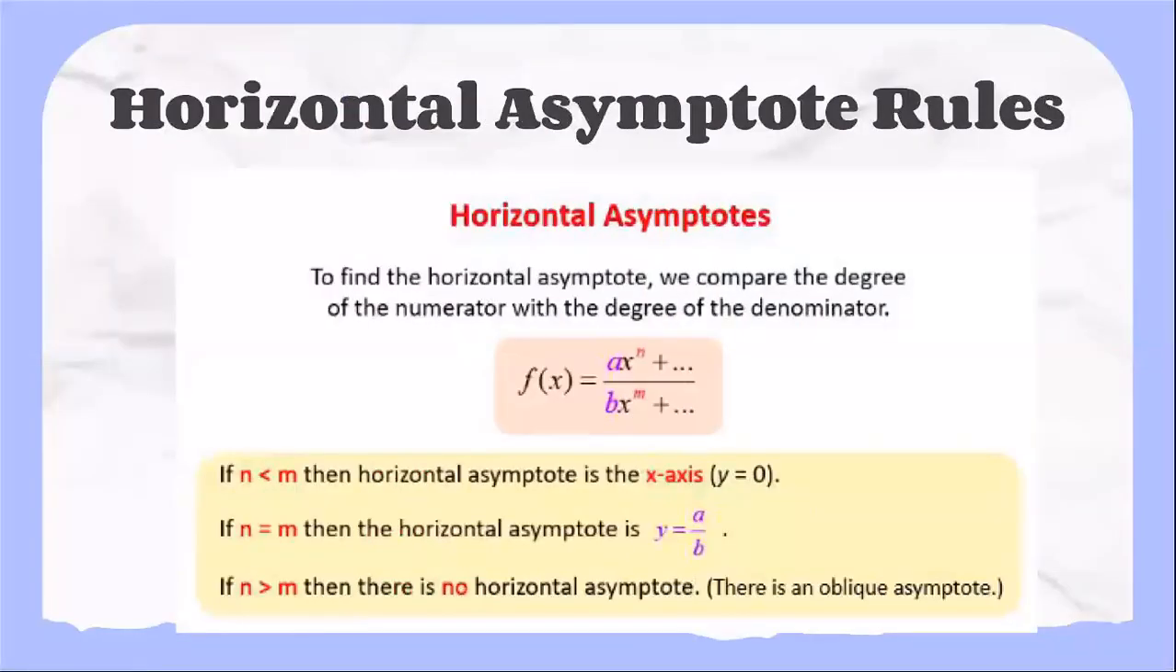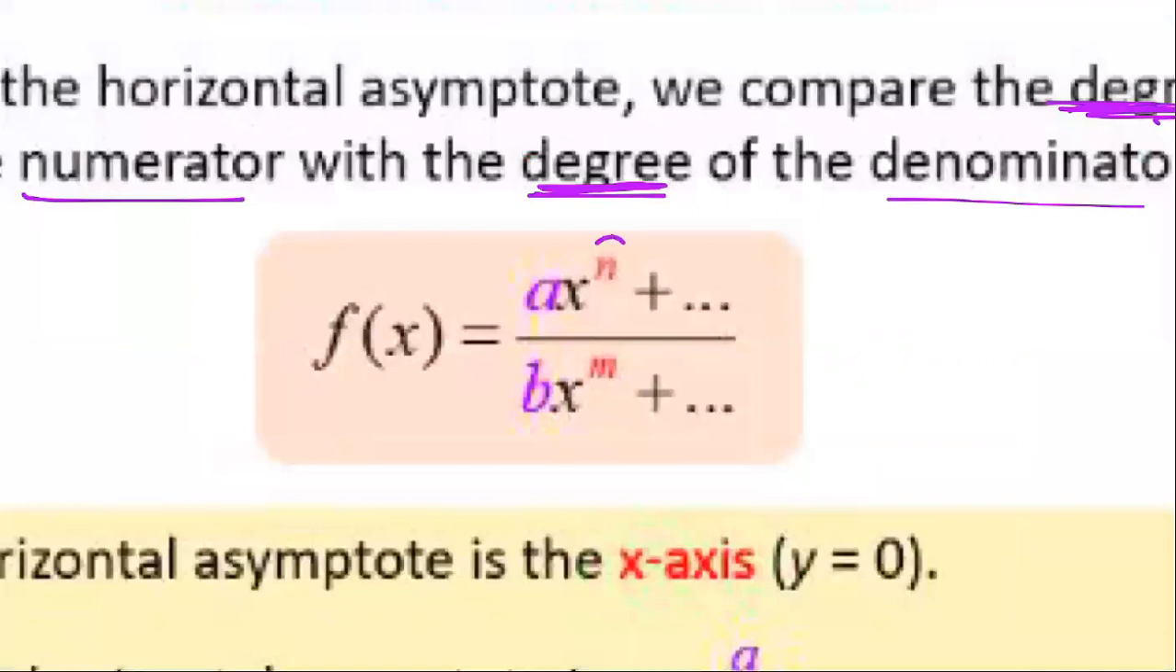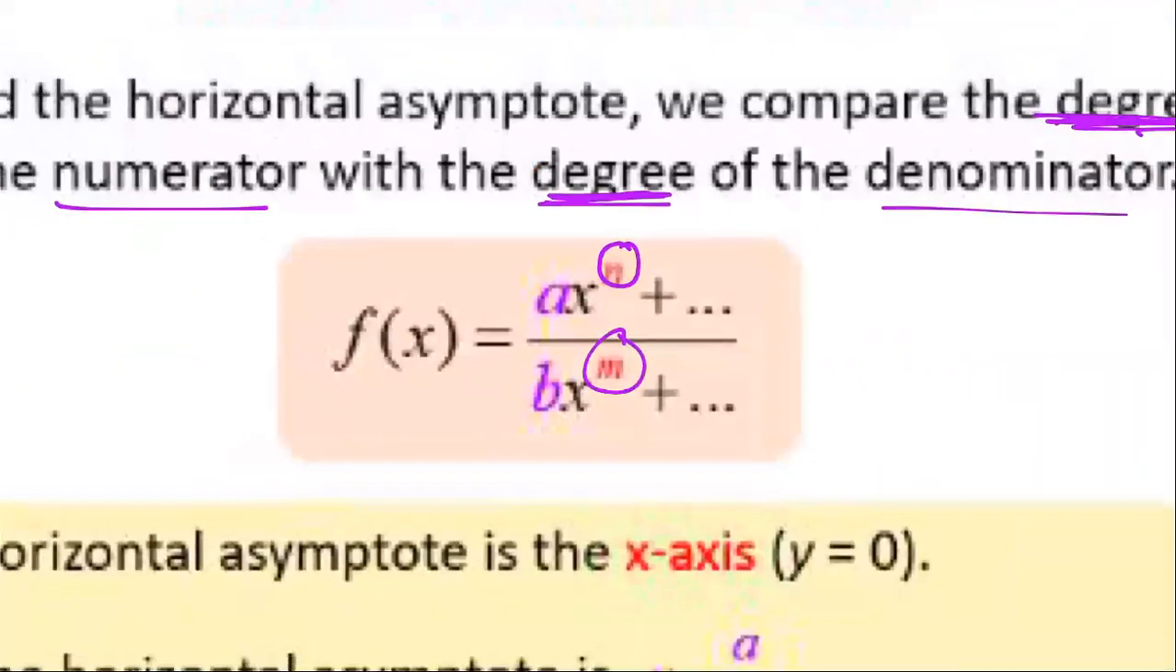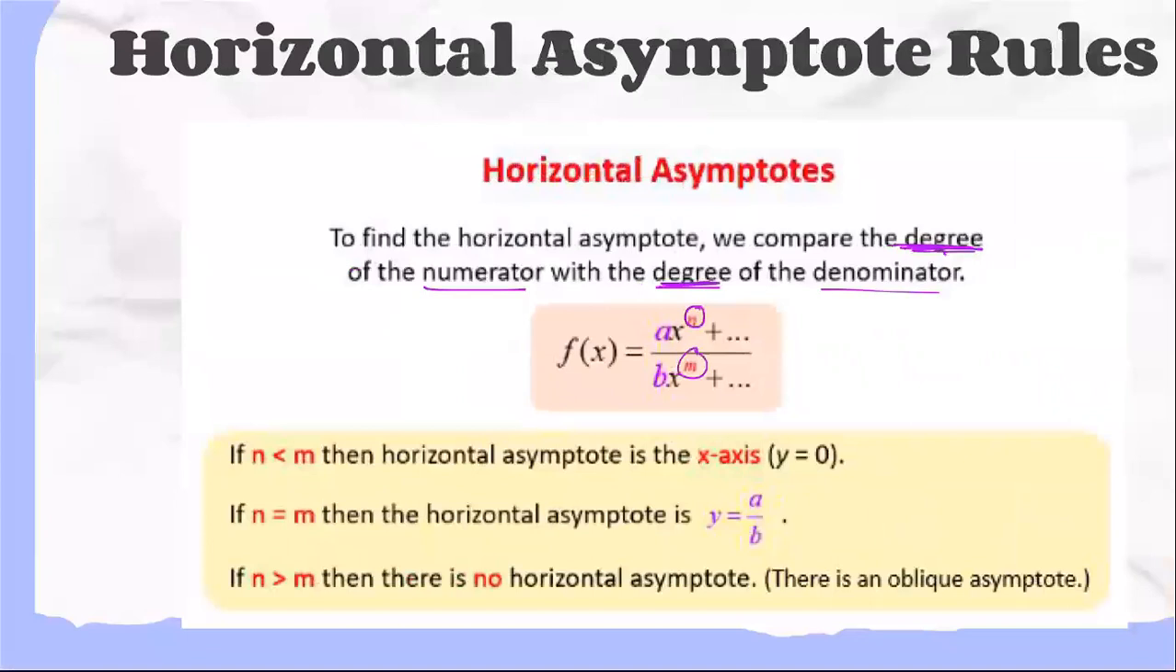All right, so let's look at the rules for a horizontal asymptote. To find them, you compare the degree of the numerator with the degree of the denominator. So let's remember what a degree is. The degree is always the highest exponent. I know that's a little bit blurry, but we're looking at the highest exponent of the numerator versus the highest exponent of the denominator. And here are our rules.